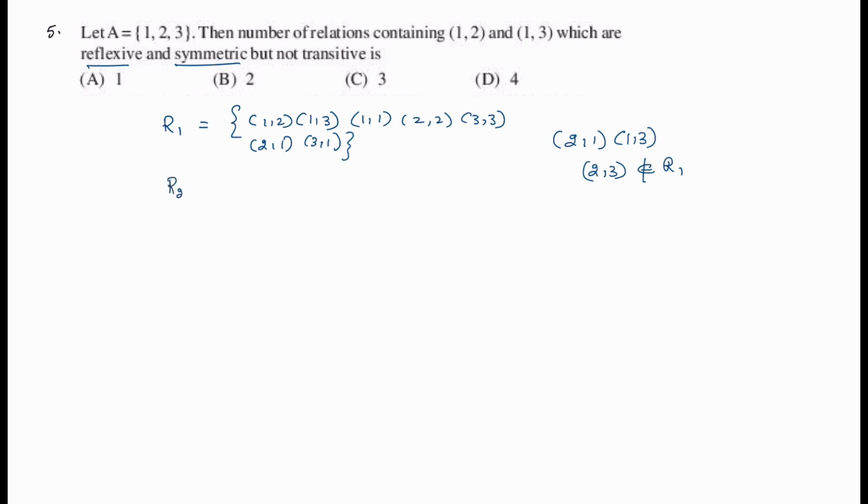Let us try one more. The condition is (1, 2) and (1, 3) should be included. To make it reflexive, let us include (1, 1), (2, 2), (3, 3).